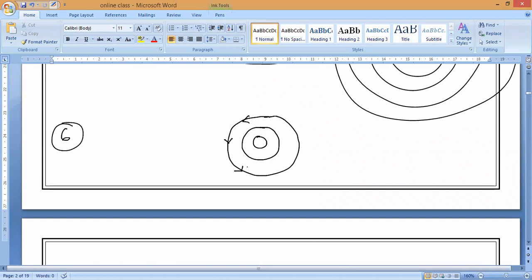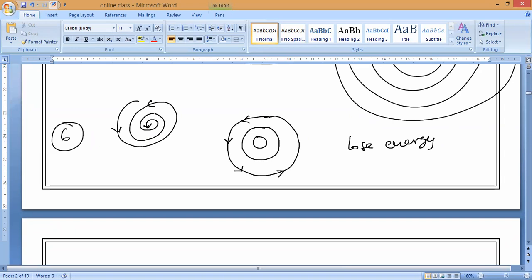Is it yes or no? What do you mean by radiate? Loss of energy. So they should lose the energy and finally they should fall into the nucleus. That is what should happen, yes or no? But it is not happening. In the form of a spiral, the electrons should revolve around the nucleus and finally they should fall into the center. But it is not happening.